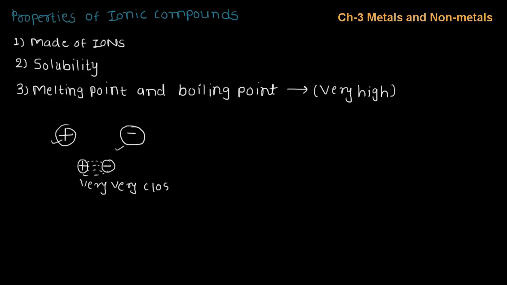The distance between them is in angstrom, 10 raised to minus 10 meter. So the distance between two ions is in angstrom, 10 raised to minus 10 meter. It means very close. Therefore, between two ions there is very strong electrostatic force. Because of this strong electrostatic force, breaking down the ions and vaporizing or boiling them is not easy. If we give lots of heat, then it will vaporize or boil.